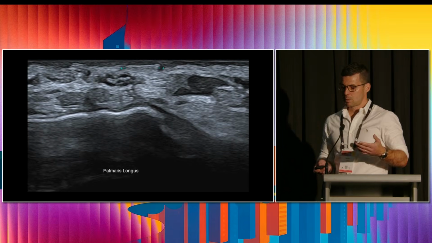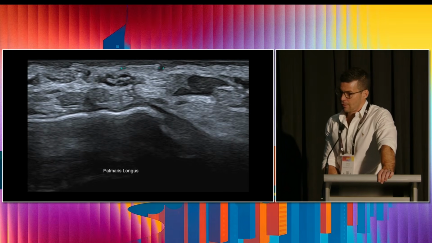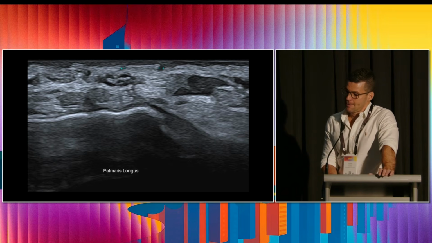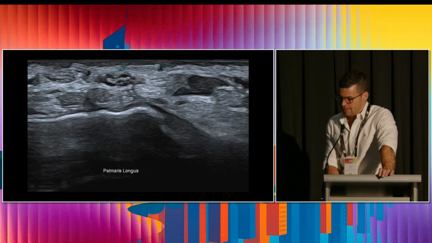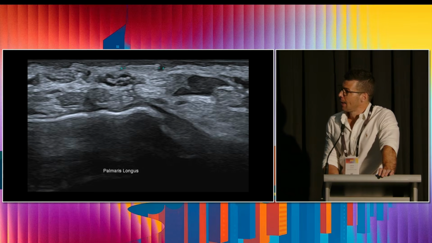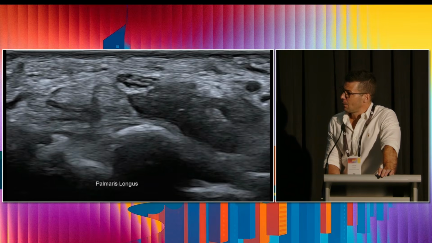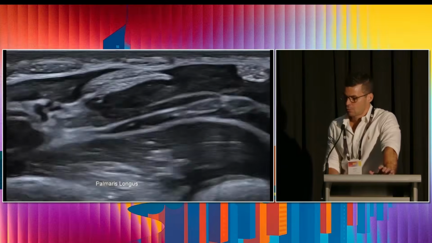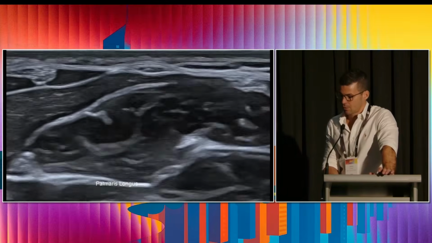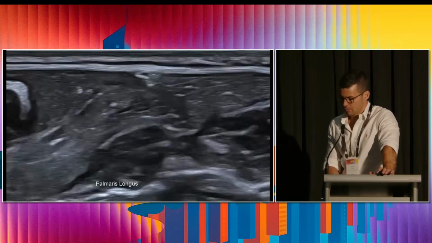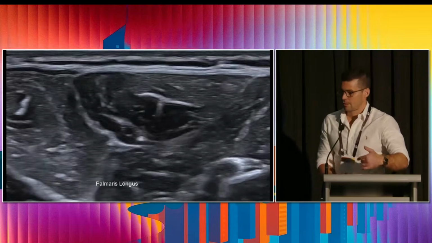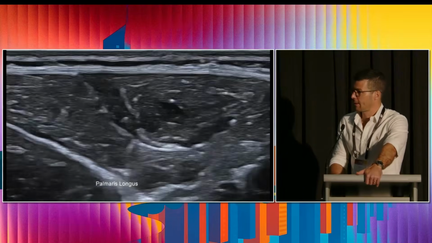The Palmaris longus is probably the most well-known anatomical variant in the body. It is absent in around 15% of the population, and it is commonly harvested for tendon transfers and reconstructions. Its removal results in no functional deficit, hence it's commonly harvested. And this is without question the coolest variant of this variant that I've ever encountered.